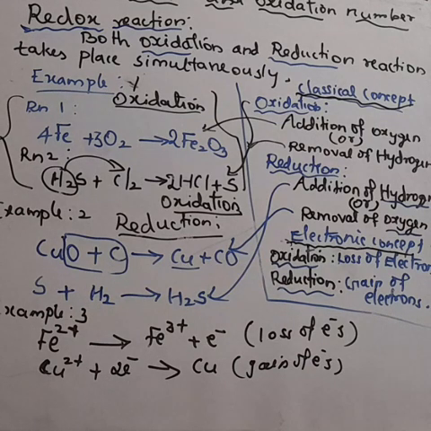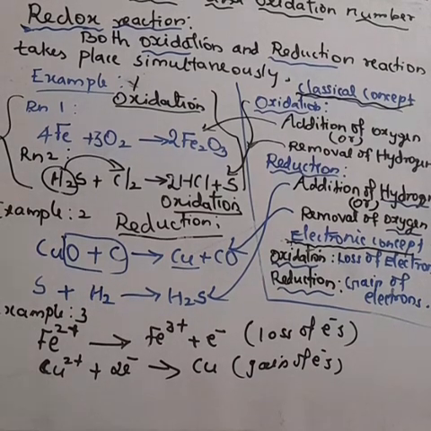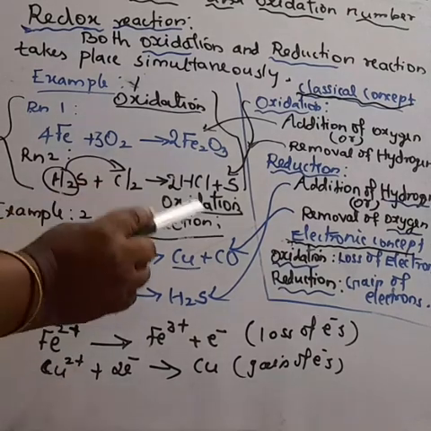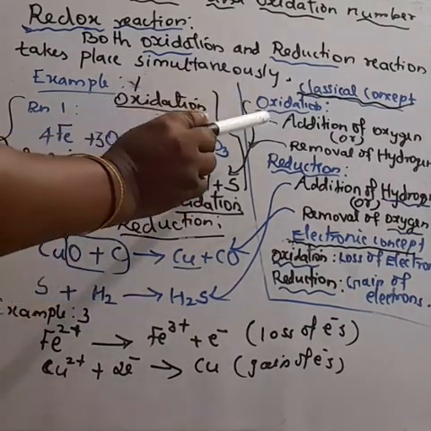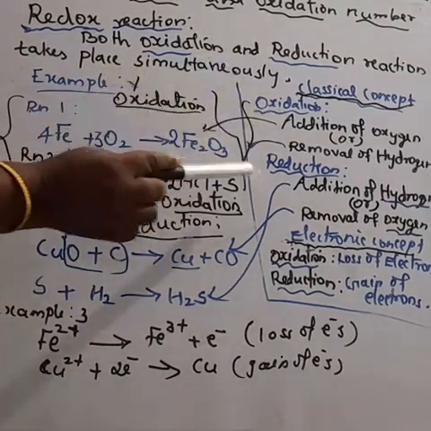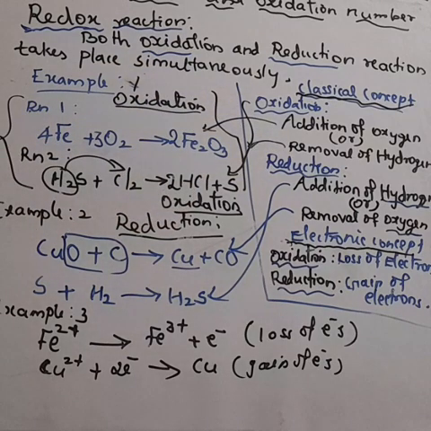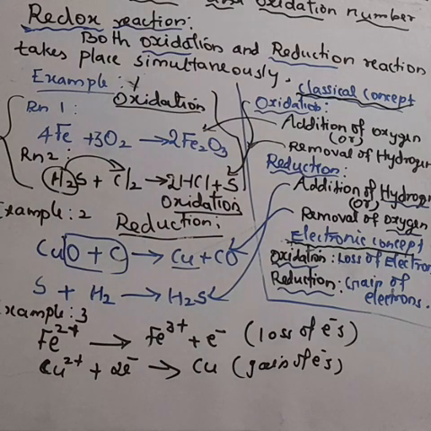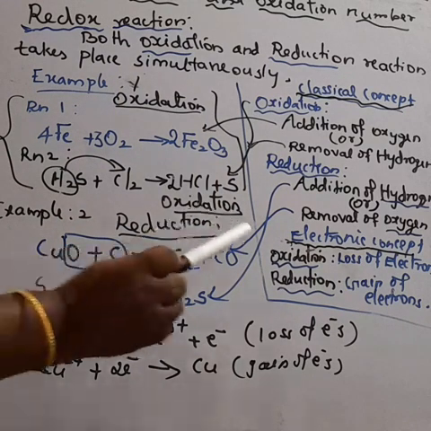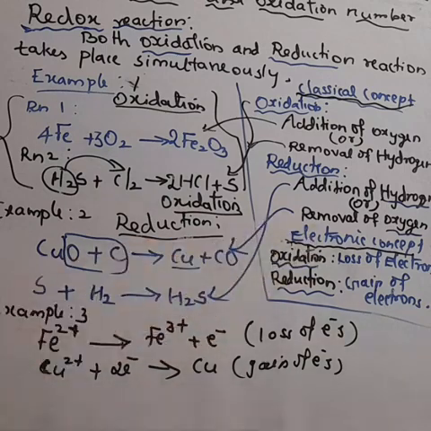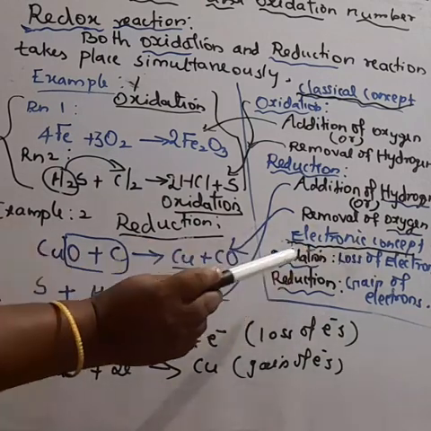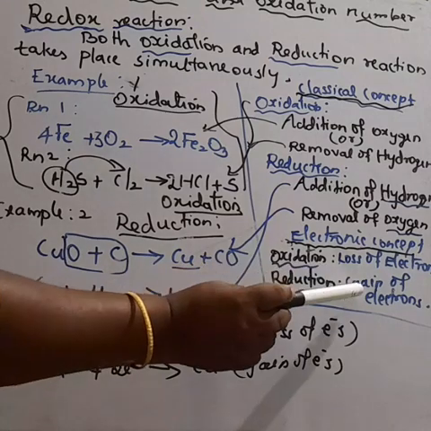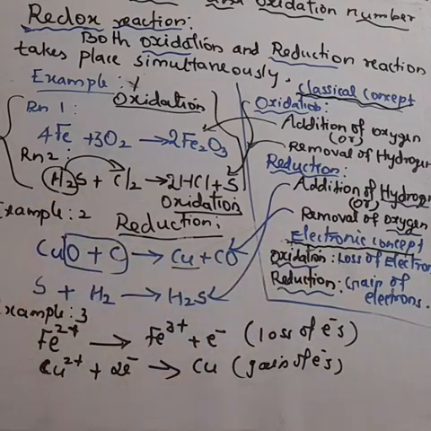So what do you mean by oxidation? Oxidation means, according to the classical concept, addition of oxygen or removal of hydrogen. Reduction means addition of hydrogen and removal of oxygen. According to the electronic concept, what do you mean by oxidation and reduction? Loss of electrons means oxidation. Gain of electrons means reduction. Don't forget it.